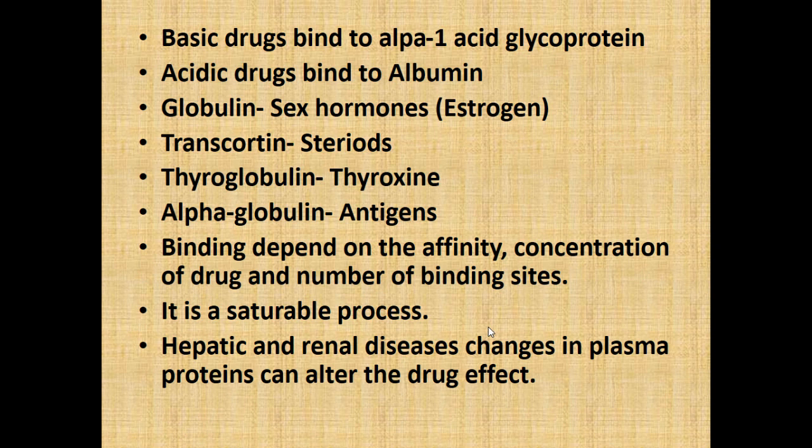Then binding depends upon the affinity, concentration of the drug and number of binding sites. When a drug has to bind to the plasma protein, there are three important things: drug concentration, then how much capacity the drug has, affinity towards binding, then number of binding sites. These three things will decide how much drug will bind to the plasma protein. Then it is saturable. Once all binding sites are occupied, a new drug cannot bind. That's why it is called a saturable process. Then, due to pathological conditions, the plasma protein concentration may increase or decrease. At that time, the free form of the drug may increase or decrease. That will affect the drug effect.